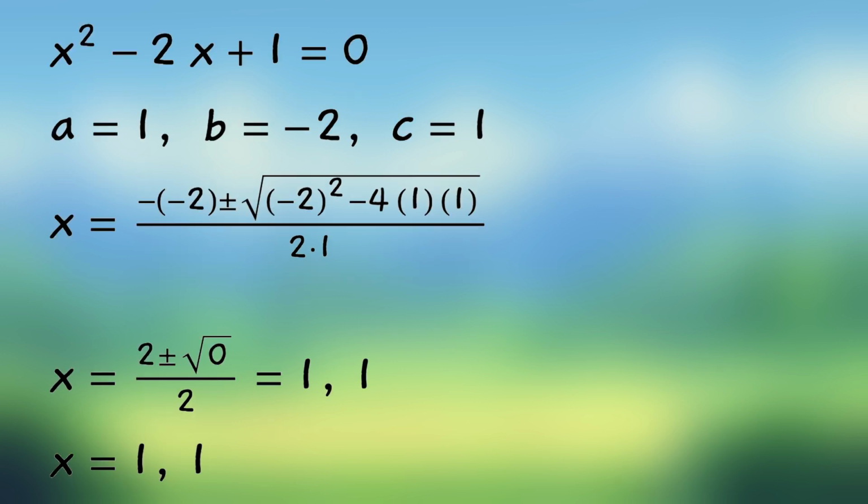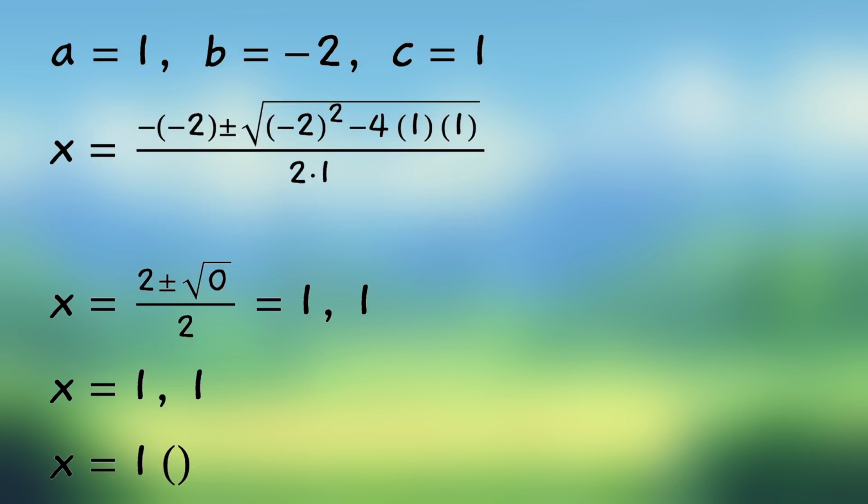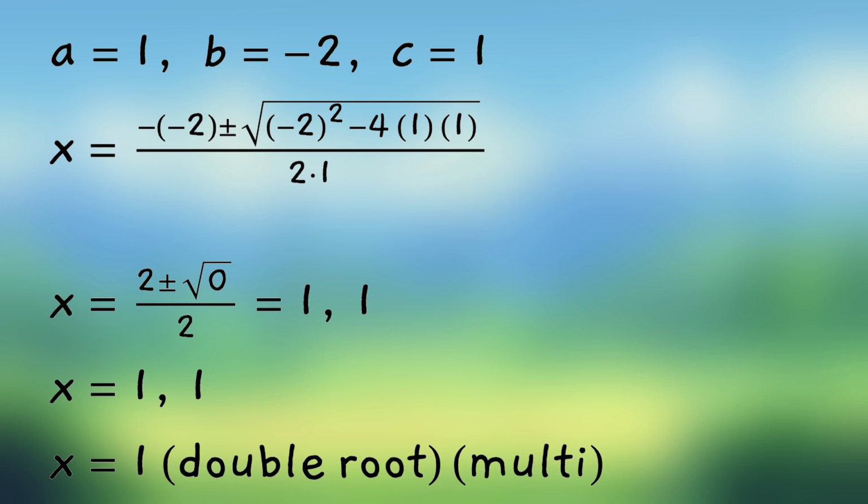In this case, you just say the solution is 1 and it's a double root. Another way you could say this is it has multiplicity 2. But these all mean the same thing. So you could say the 2 solutions to this equation are 1 and 1, or it's a double root, or it has multiplicity 2. These are all different math ways of saying the exact same thing.